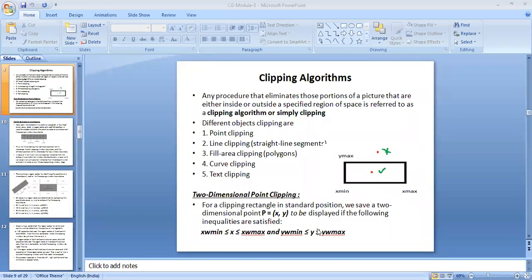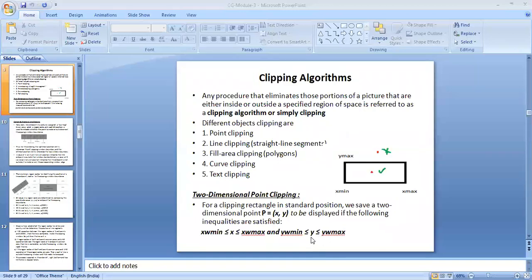On the same lines, coming to the y coordinate of that point, this is y min and this is y max. For the y coordinate also I can write the constraint: if the y coordinate of the point is greater than y min and less than y max.